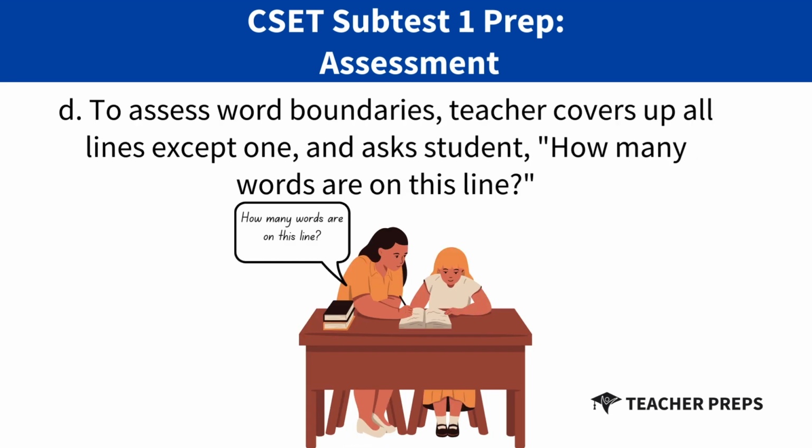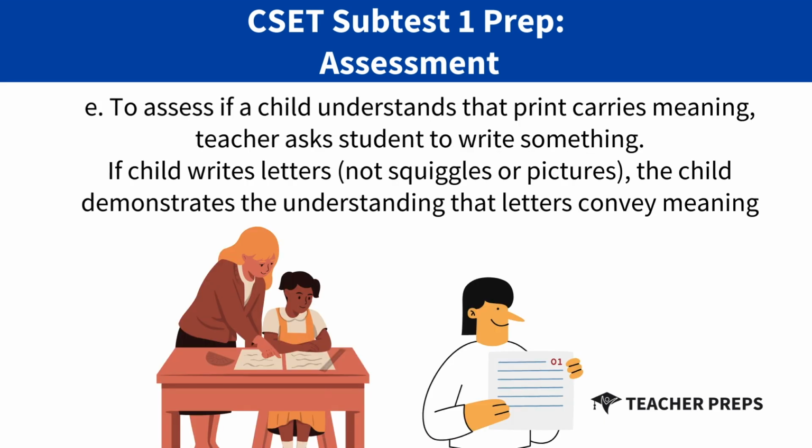And then finally, the teacher will assess word boundaries, and the teacher will cover up all the lines on a page and ask how many words there are on just one line. And this allows the student to demonstrate their ability for word boundaries. To assess if a child understands that print carries meaning, the teacher will ask the student to write something. And if the student writes letters, not just squiggles or pictures, then the child demonstrates an understanding that letters convey meaning.